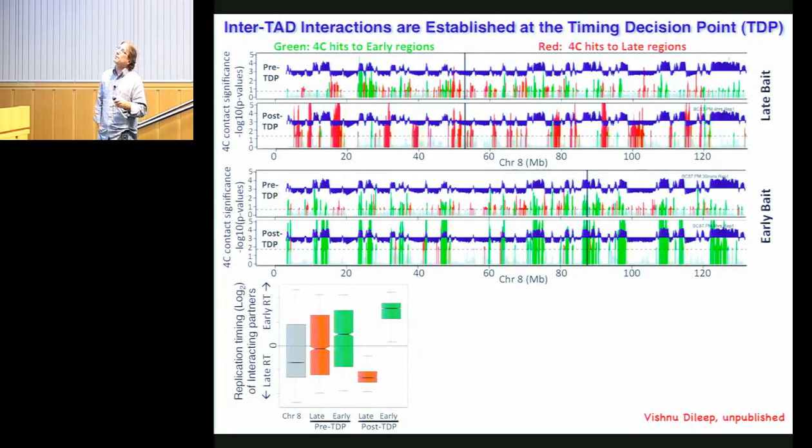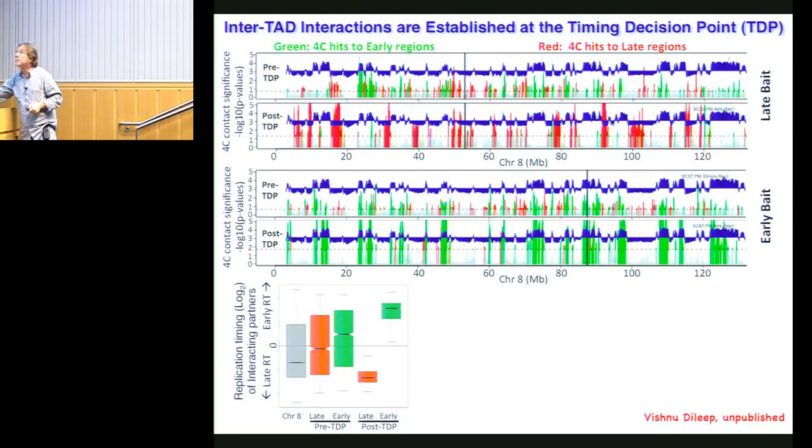But at this point, just an hour or so later, you see that the late bait interacts almost exclusively with late regions of the chromosome, and the early bait almost exclusively with early regions. And if we quantify that now, in gray is the replication timing of all the restriction sites along the length of chromosome 8. You can see in the pre-TDP stages, both early and late baits interact with the entire chromosome, whereas in the post-TDP stages, now you see that difference between 4-seed chip and 4-seed seq. They're almost exclusively late with late and early with early.